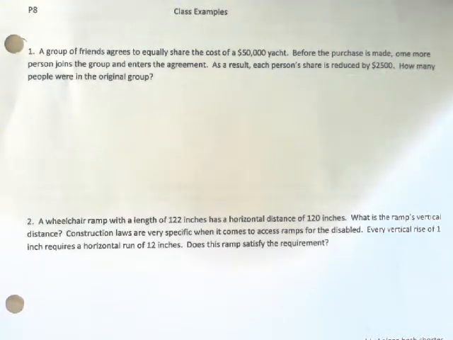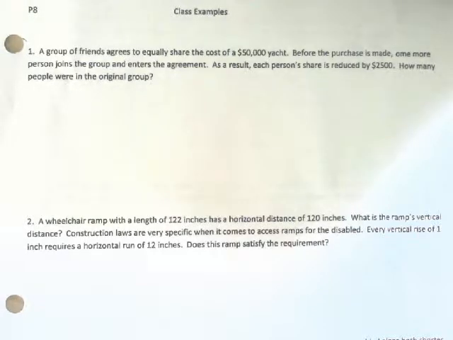So in number 1, a group of friends agrees to equally share the cost of a $50,000 yacht. Before the purchase is made, though, one more person joins the group and enters the agreement. As a result, each person's share is reduced by $2,500.